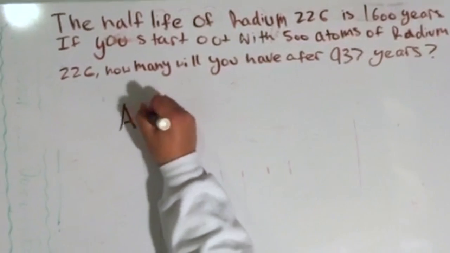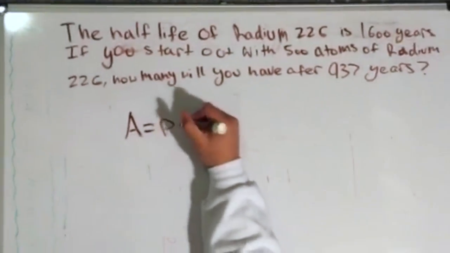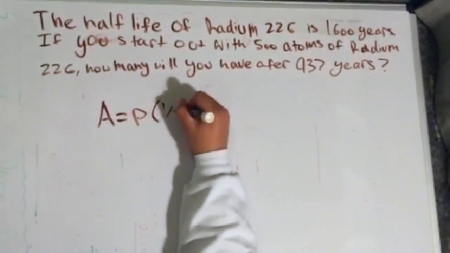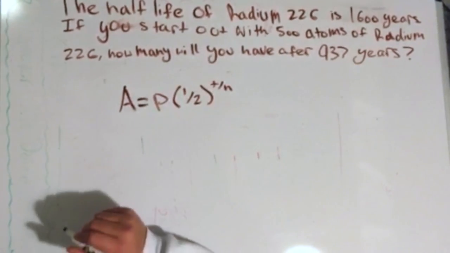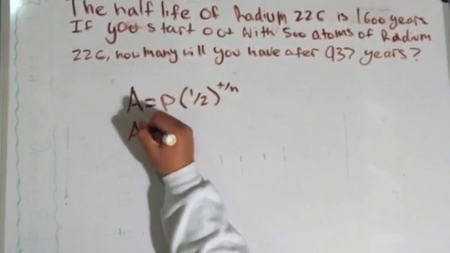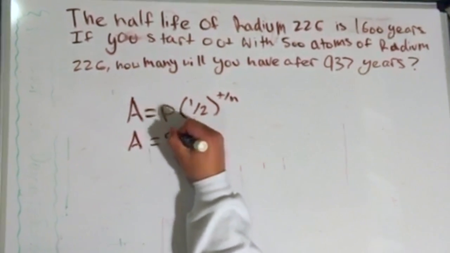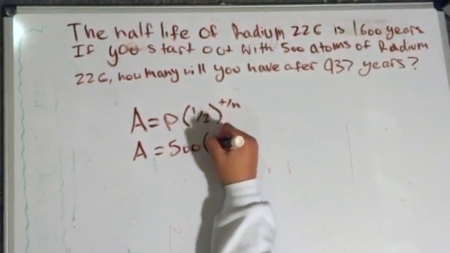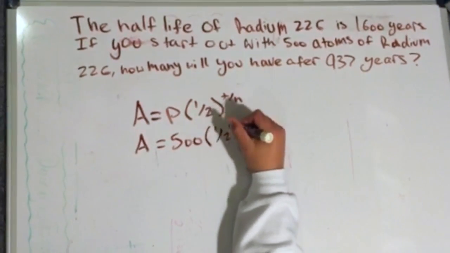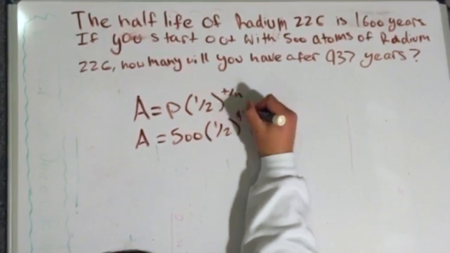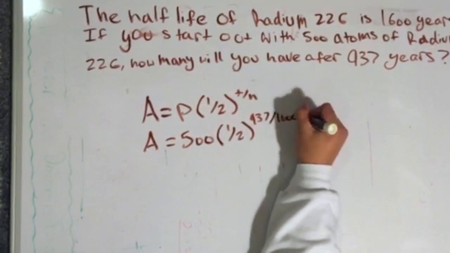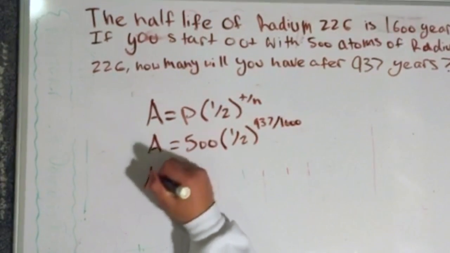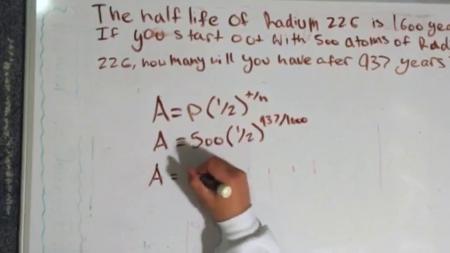Now let's use this equation to find the half-life of radium-226. The half-life of radium-226 is 1600 years. If you start out with 500 atoms of radium-226, how many will you have after 937 years? Let's plug this information into our half-life equation. The final amount stands as our unknown variable. The initial amount is 500, the T value is 937, and the H value is 1600.